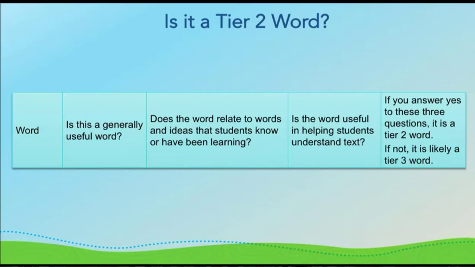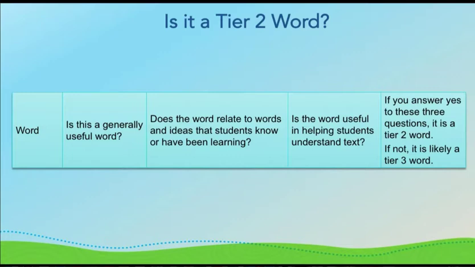Now, I should say here that not every word in every context is always at the same tier. There could be some that in some lessons are going to be a tier 2 word, or it could be a tier 3 word. Tier 1 words, of course, will change as the student moves through elementary school. What you would expect to be a tier 1 word in 3rd grade, you might not expect it to be a tier 1 word in kindergarten. So this isn't meant to be a rigid structure.